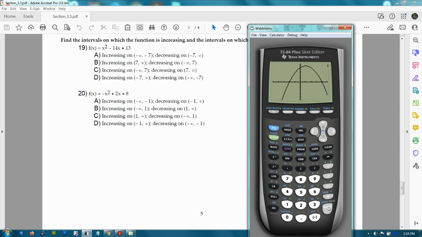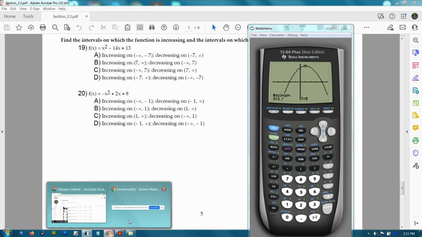Hit enter. Hit enter again, and it zeroes in on my maximum value 1, and then my y value would be 9 here. And why it's giving me that, I really don't know. All right, so here again, number 20. Increasing from negative infinity to positive 1, and from positive 1 to positive infinity, it's decreasing. 20, letter B. Okay, all right.